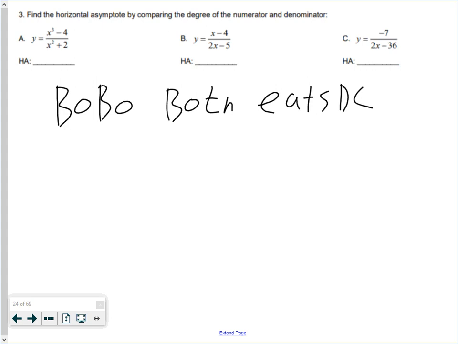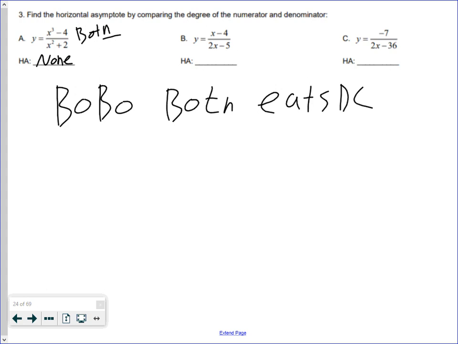All right, so for 3a, we have x cubed minus 4 all over x squared plus 2. It's bigger on top. X cubed is bigger than x squared. So this is the BOTTIN part. So it's bigger on top, none. So horizontal asymptote, there's none.